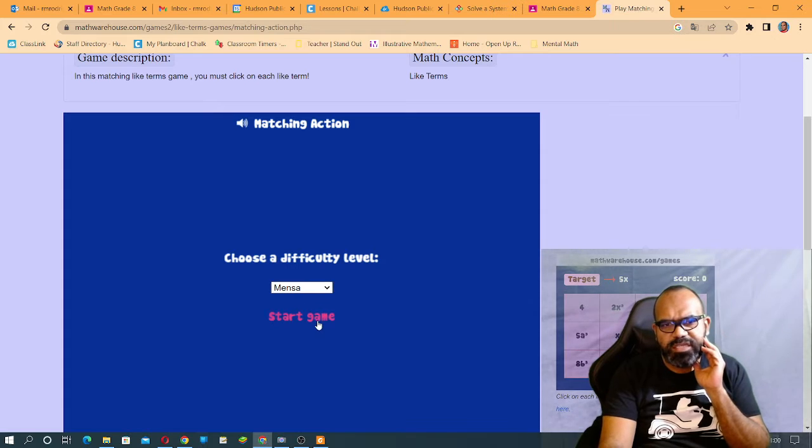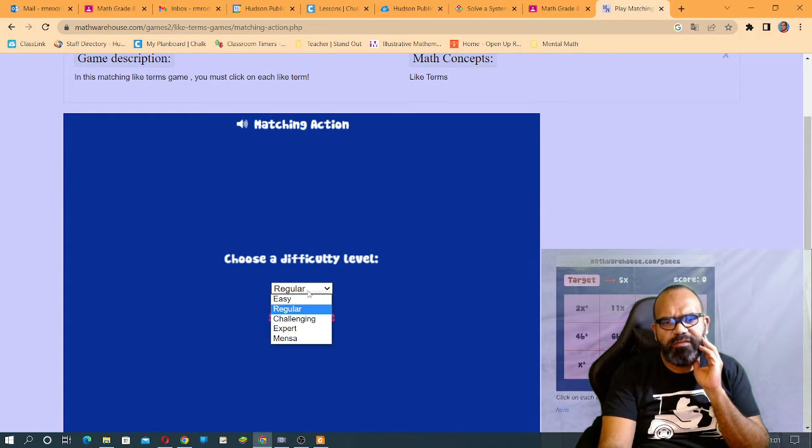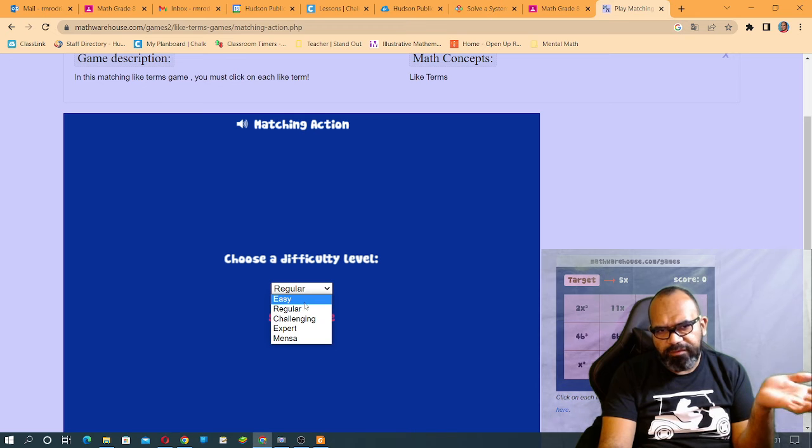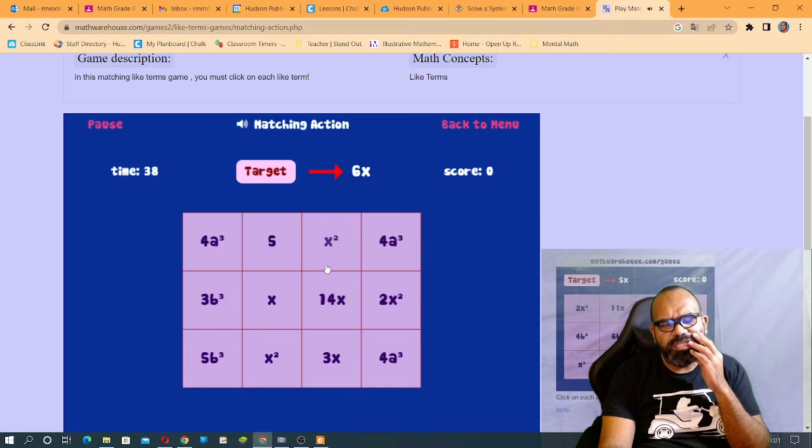Okay, let's go over here. You will start the game. Here's the game. You choose the level. You know your level. I'll just pick the regular one, just for example here. I need to match. What is the target? 6x, which is the same as 6x here. I have this x for 2.